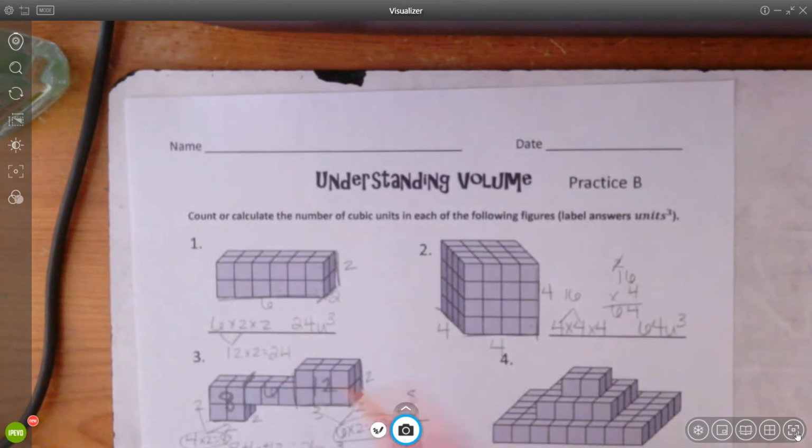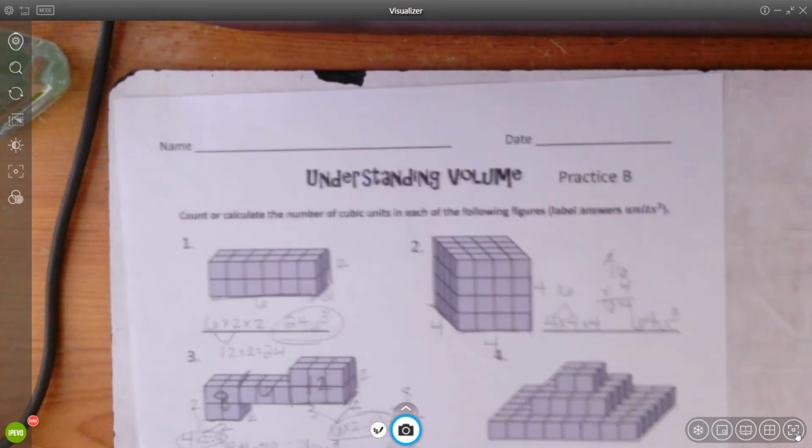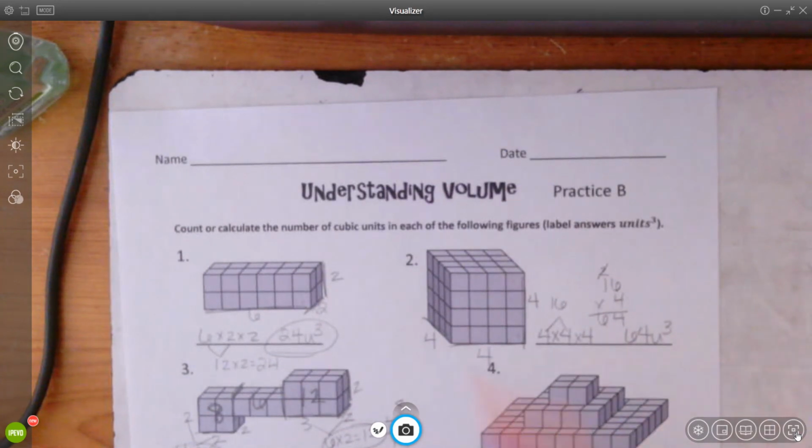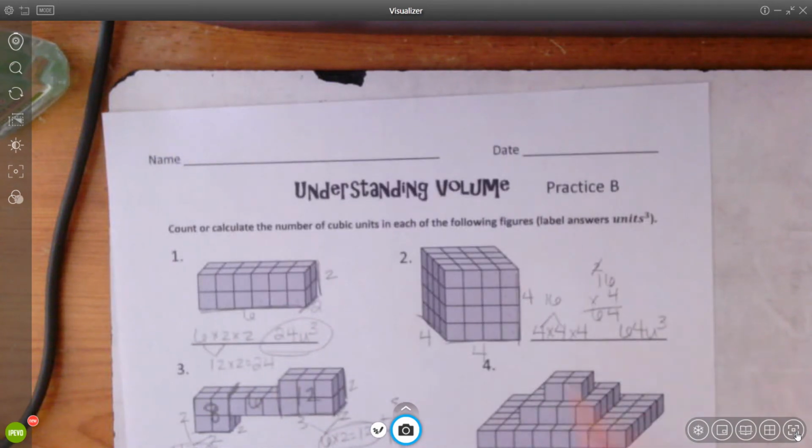All right, so then we took 6 times 2, which was 12, 12 times 2, which is 24. So our answer was 24 units cubed. Okay, moving on to number 2. We calculated the length, which was 4, the width, which was 4, and the height, that was 4. So we took 4 times 4, that gave us 16, and 16 times 4 gave us 64. So our answer was 64 units cubed.